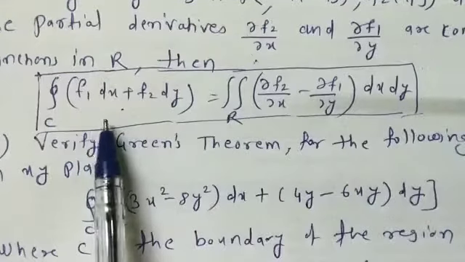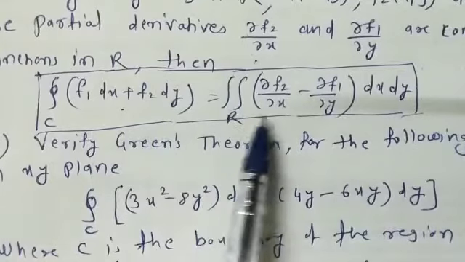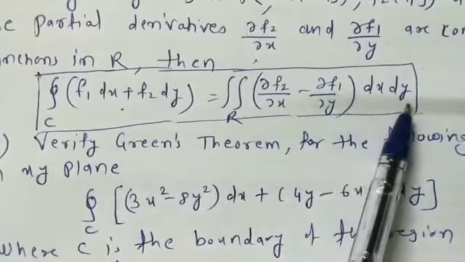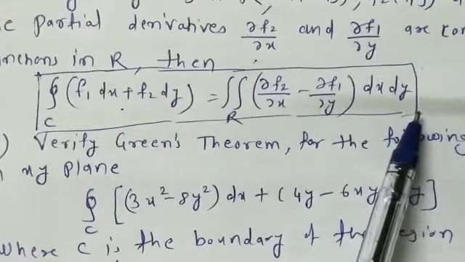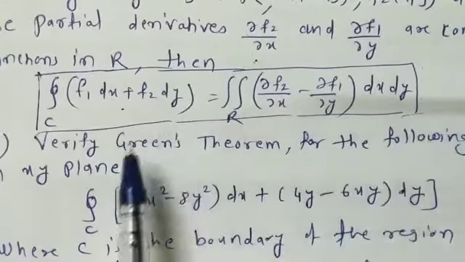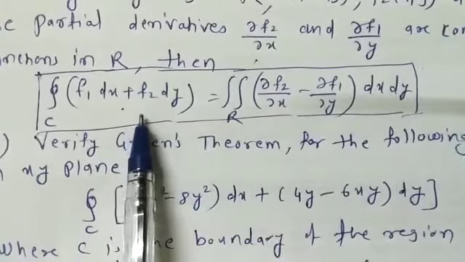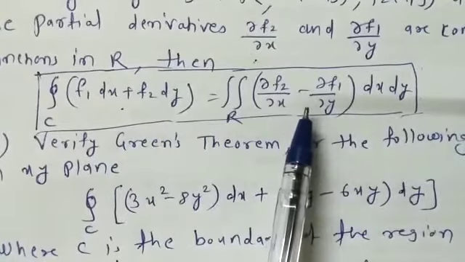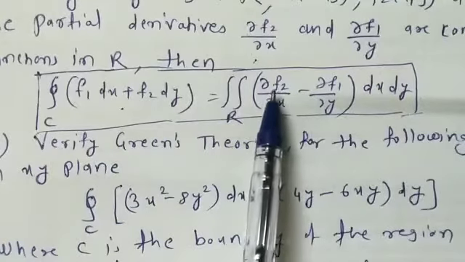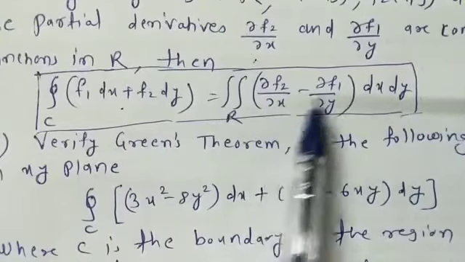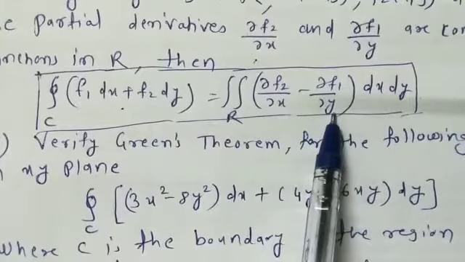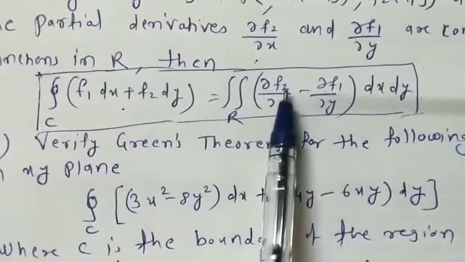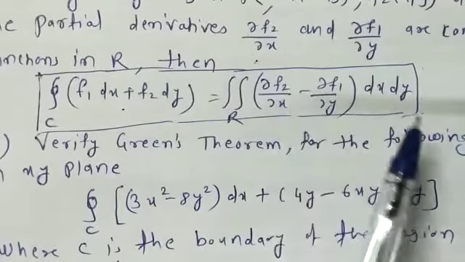Integral f1 dx plus f2 dy is equal to double integral ∂f2/∂x minus ∂f1/∂y dx dy. This is called Green's theorem. So one side of Green's theorem is a single integral, the other side is a double integral. Now on the other side, if you observe the partial derivatives, the partial derivative of f2 is with respect to x and the partial derivative of f1 is with respect to y, where f1 is the coefficient of dx and f2 is the coefficient of dy in the given problem.